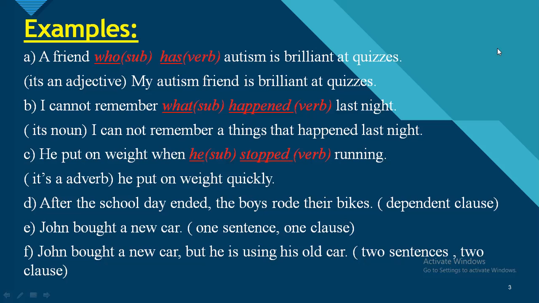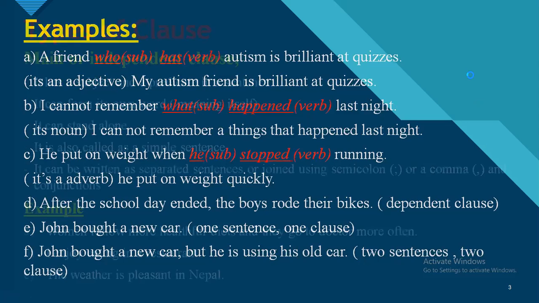Here are some more examples. After the school day ended, the boys rode their bikes. It is a dependent clause, and here we can see two clauses. Then, John bought a new car. Here is only one clause, but it gives a complete meaning. Another example is: John bought a new car, but he is using his old car. Here are two sentences with two clauses. So here are the various examples of clauses.